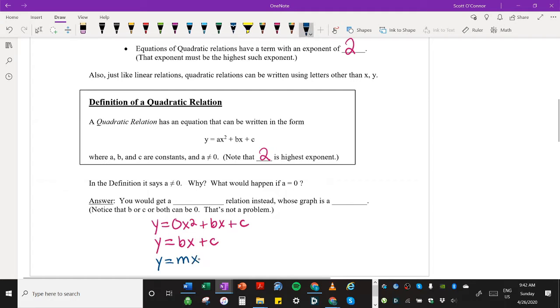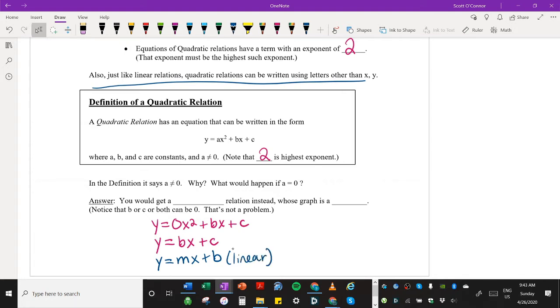All that's different is the variables. And as we said here, we could write it with different variables. This is now a first degree equation. There's no exponent of 2. Therefore, this is linear. And that is why a cannot be equal to 0. Because if a is equal to 0, you will no longer have a quadratic relation. You will have a linear relation, whose graph is a line.